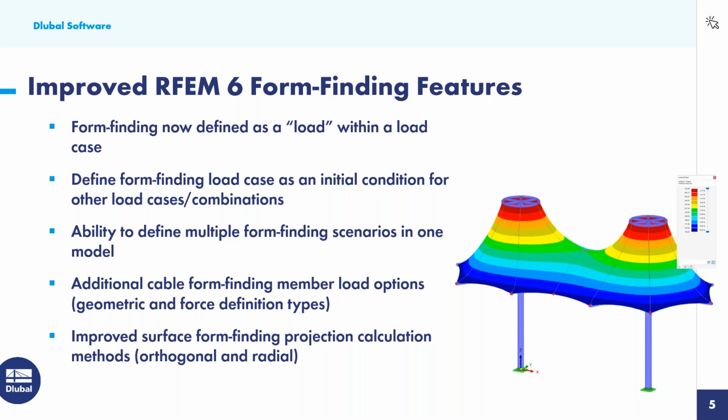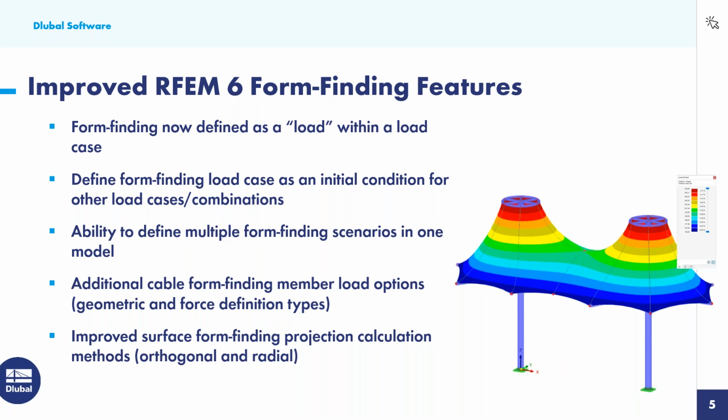We also now have the ability to define multiple form finding scenarios in one model. So again, previously in RFEM 5, we really only had one opportunity to define the form finding shape. And in RFEM 6, we'll notice in this first example how we have the ability to set up different shapes. So if we want to play around with the pre-stresses and explore the structure a bit further based on different pre-stress forces, then we can do so all within the same model now.